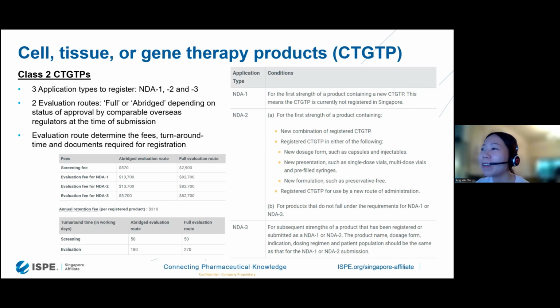Yeah, so majority of you got it right. Answer is 2 and 3. So there's 2 evaluation route, which is full or abridged, depending on the status of approval by comparable overseas regulators at the time of submission, and 3 different types of applications, which is the NDA 1, 2, and 3.